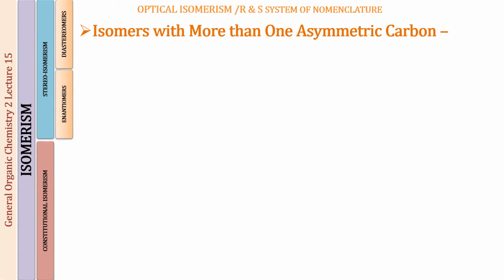So naming the isomers with more than one asymmetric carbon is very easy, and very much similar to what you learned in the previous lecture about the naming of compounds with one asymmetric carbon. The rules are essentially going to be the same. Let us look at an example so that you can understand. Yes, it is very easy.